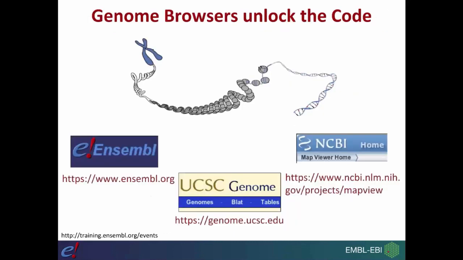This is where genome browsers come in. They unlock this code of the letters, and I work from Ensembl, so I will be talking about Ensembl today, but I will not neglect to say that there's also the UCSC genome browser and a map viewer functionality that you can find on the NCBI website.